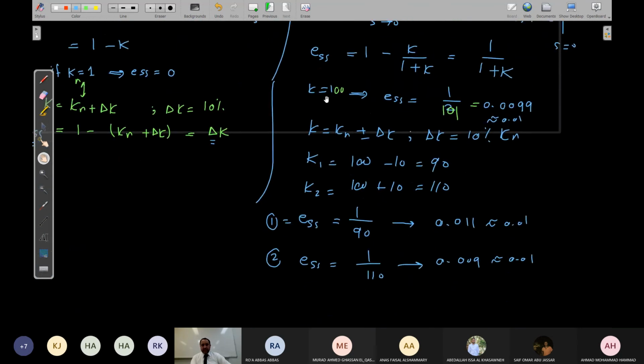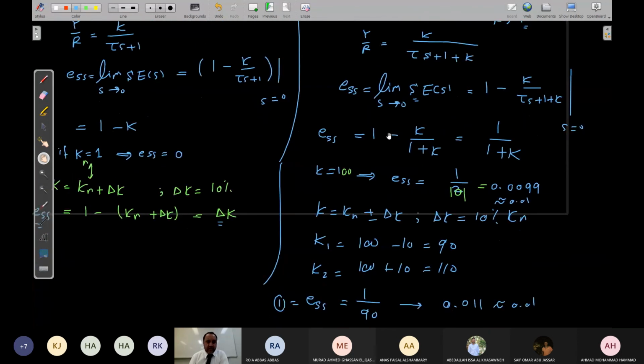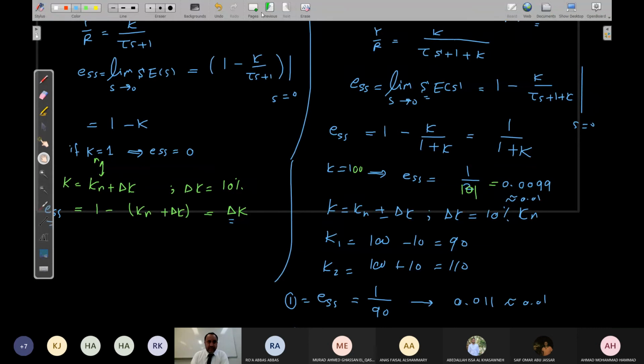So on the nominal value, the best that we can design is using the nominal value. The error is almost 0.01. If I have a variation, the error still has the same value, almost 0.01, which means that if you design the closed loop control system, then you will guarantee that the steady state error will be at a certain level as you designed using the nominal value, if you are using feedback. Understood? Yes? Do you have any questions?